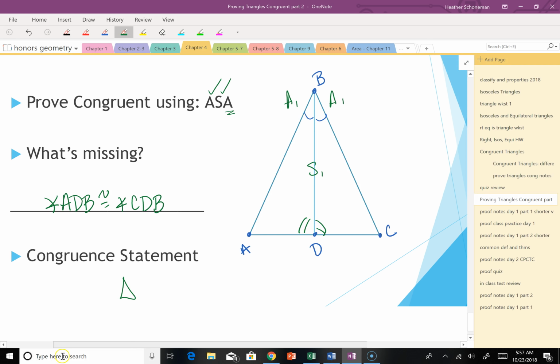Now I want to write a congruent statement. So on the left I'm going to say triangle ABD is congruent to the right. Well, A is the blank, so A's got to match with C. B's got the 1 arc mark, and then D.